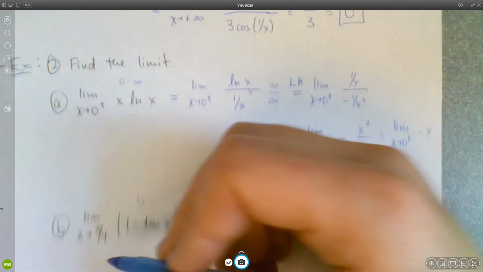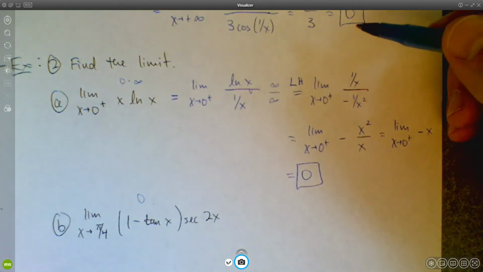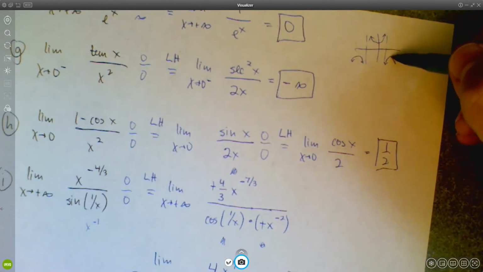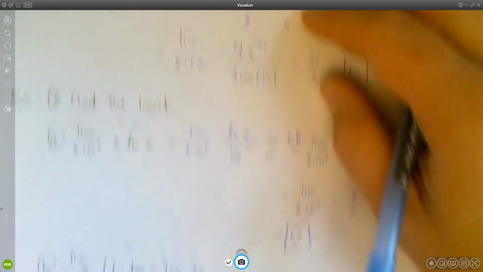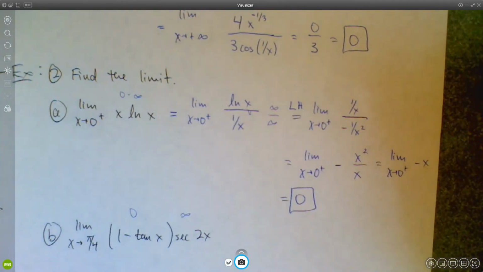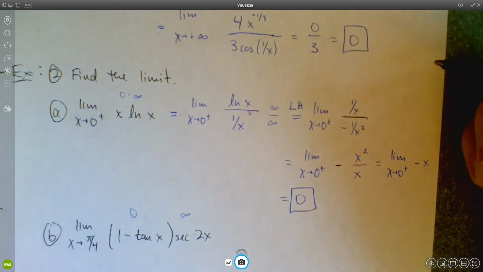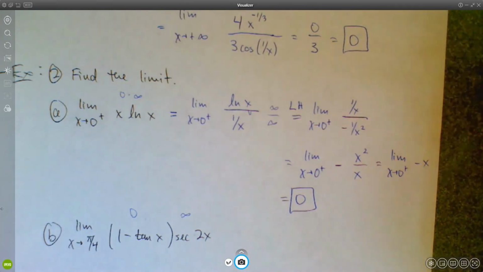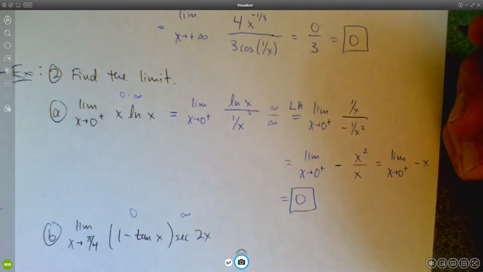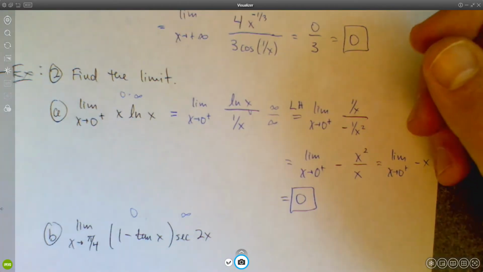it depends on if we're approaching from the left or from the right. From the left, we'd be approaching infinity. From the right, we'd be approaching negative infinity. So I'm not sure, but I'll just call it infinity. All right? It's an indeterminate of the form 0 times infinity in either case. So let's see if we can fix this up so that we can apply L'Hopital's rule to this somehow.